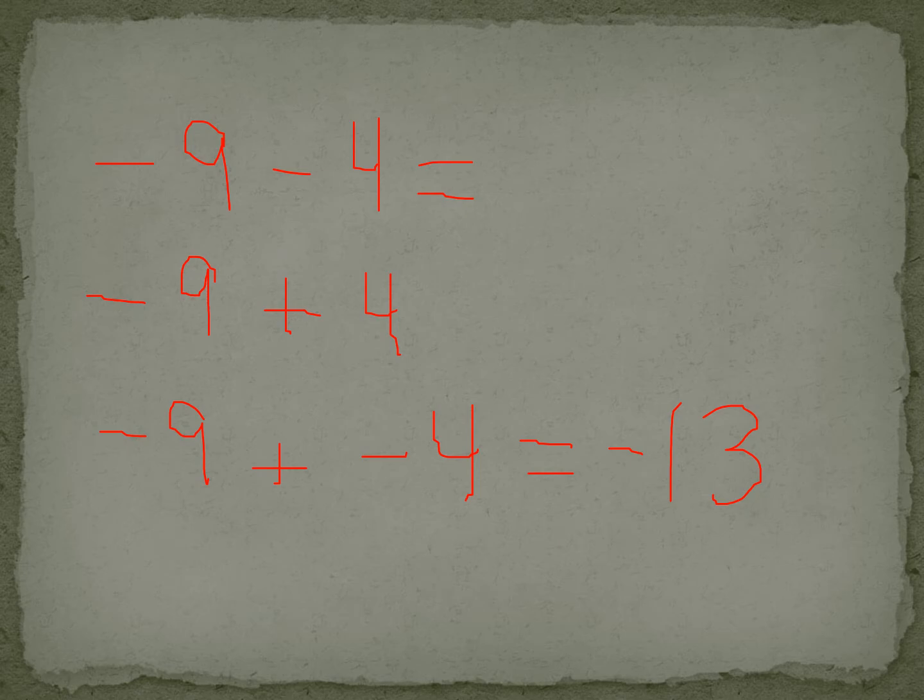So if we look at it that way, we're going to be still in the hole. So that's kind of how I look at it. I'm negative. I've lent out $9. Now I'm going to lend out another $4. Now I'm going to be even more in the hole, negative 13. Okay. So you just have to practice with those.